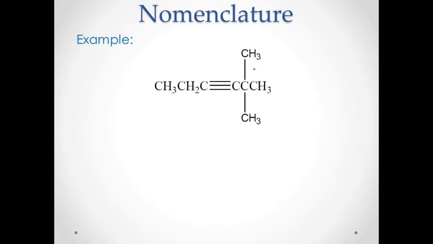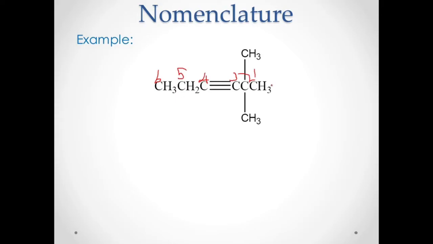However, if you're going to number this as 1, then this would be 2, and that carbon here would be 3, and this would be 4. Then you have 5, and that becomes 6. So in that numbering system, both your substituent and your carbon-to-carbon triple bond would attain the lowest number. So that is how you number that.